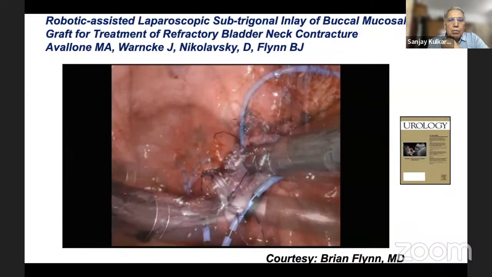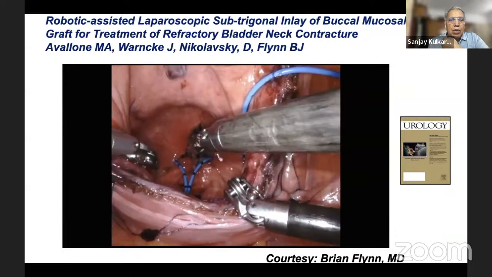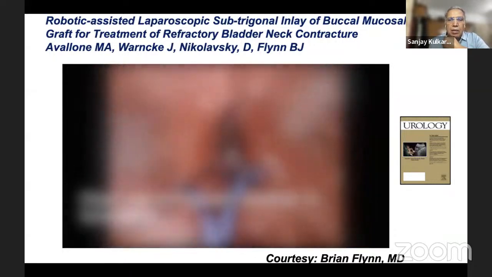This looks simple, not simple. Both surgeries are not simple. So this is buccal mucosa inlay.